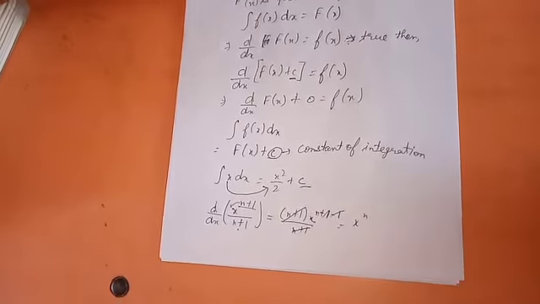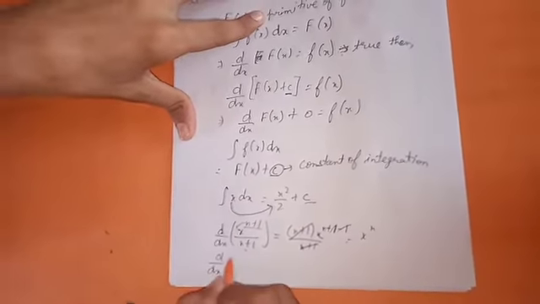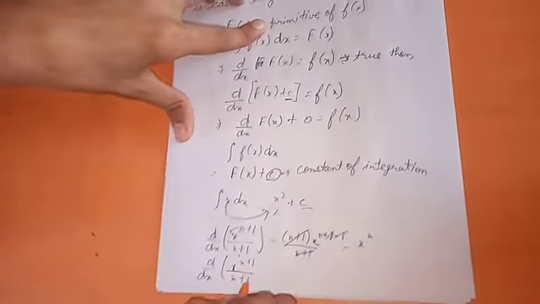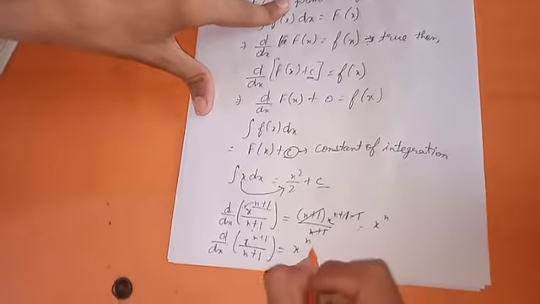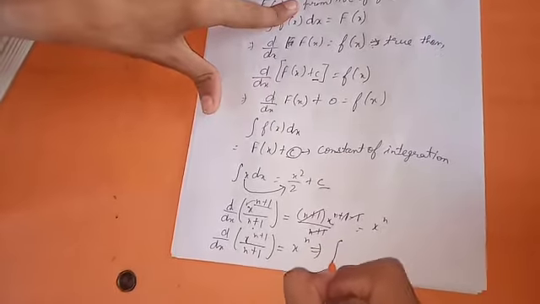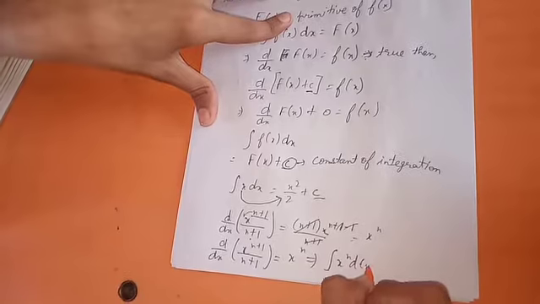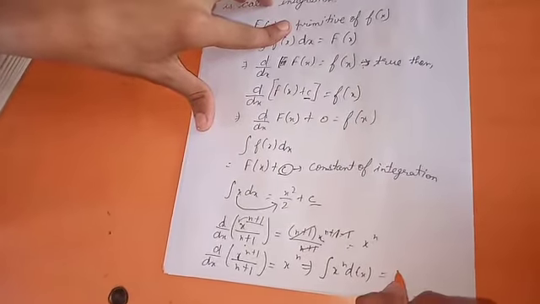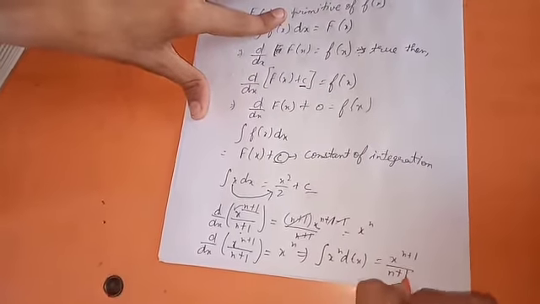So if we do it in reverse, d by dx of x raised to power n plus 1 by n plus 1 is equal to x raised to power n. This we have found out. So its reverse will be that integration of x raised to power n dx will be x raised to power n plus 1 by n plus 1 plus c.